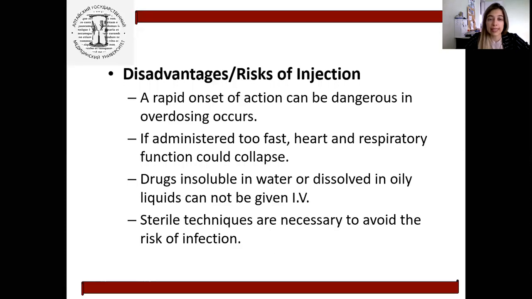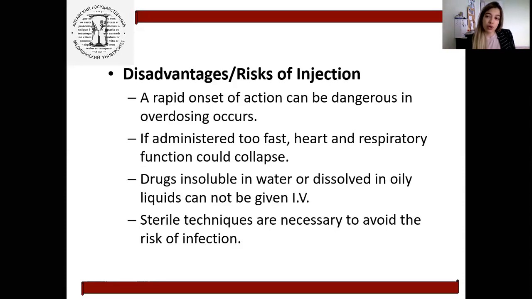But injections also have some disadvantages. They are not ideal. The disadvantages and risks of injections are a rapid onset of action, which can sometimes be dangerous in overdosing, if overdosing occurs. Really, sometimes if you suddenly overdose, you cannot take this drug back from the blood. Because if you overdose, for example, orally, then you can wash your stomach, induce vomiting, and maybe some drug will be removed. But if you give the drug directly in the blood, you can't do anything.